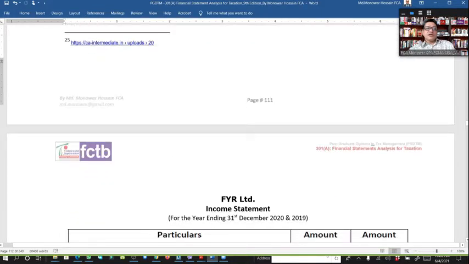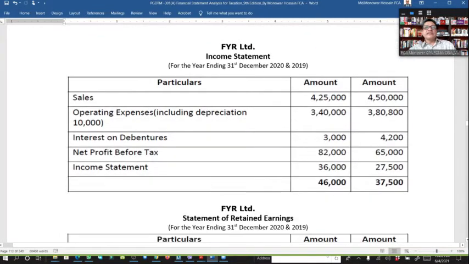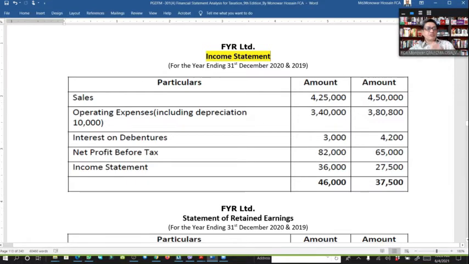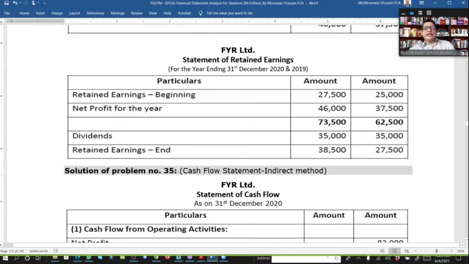And if we see the income statement, we know what the income statement is. The income statement provides us the profit and loss, how much money we are earning, how much money we paid, and where the money from sales goes. Sales 4,25,000. Operating expense including depreciation 10,000. 3,40,000. Interest on debenture 3,000. Net profit before tax 2,000, and income tax is 36,000. Total balance 46,000. And a statement of retained earnings, 2 years.